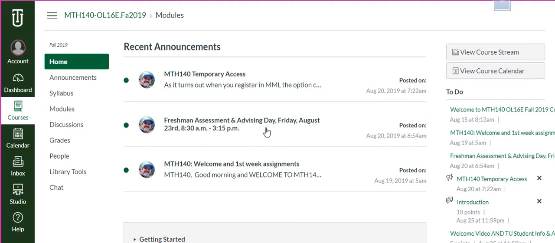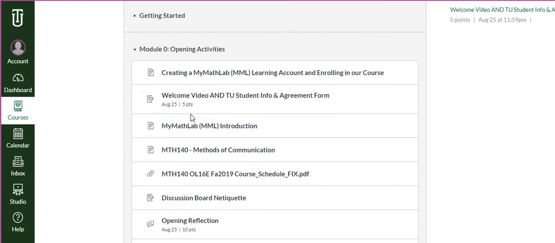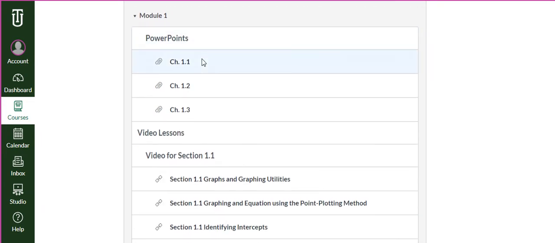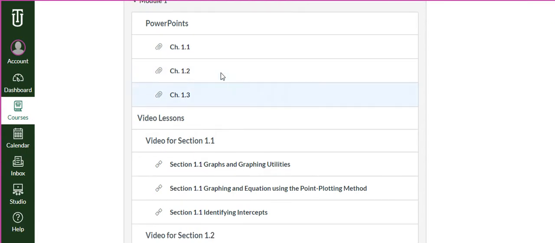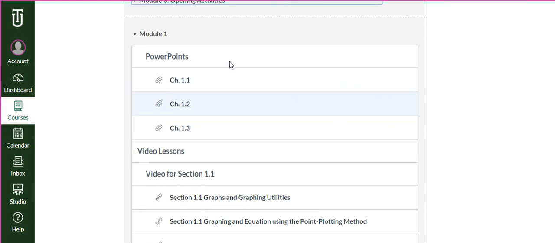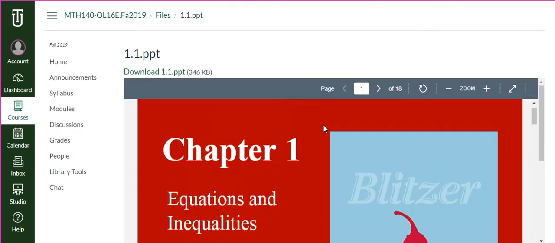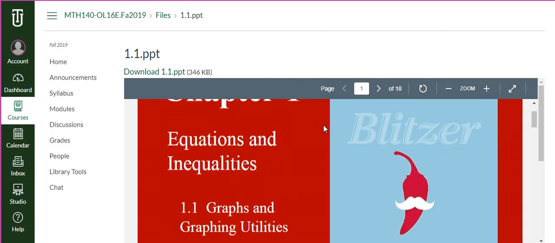So we come into Canvas and you can scroll down through your announcements, getting started, module 0, which you should have completed. Then you get into module 1, which is basically like test number 1. You can see that the 1.1 PowerPoints were open and available last week. One practice would be to download this and print it out.